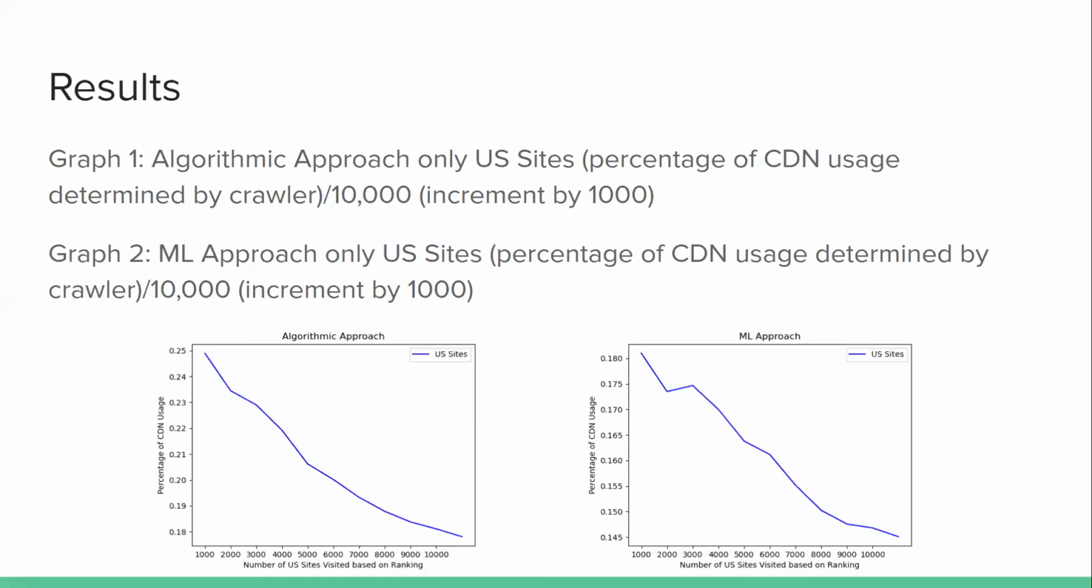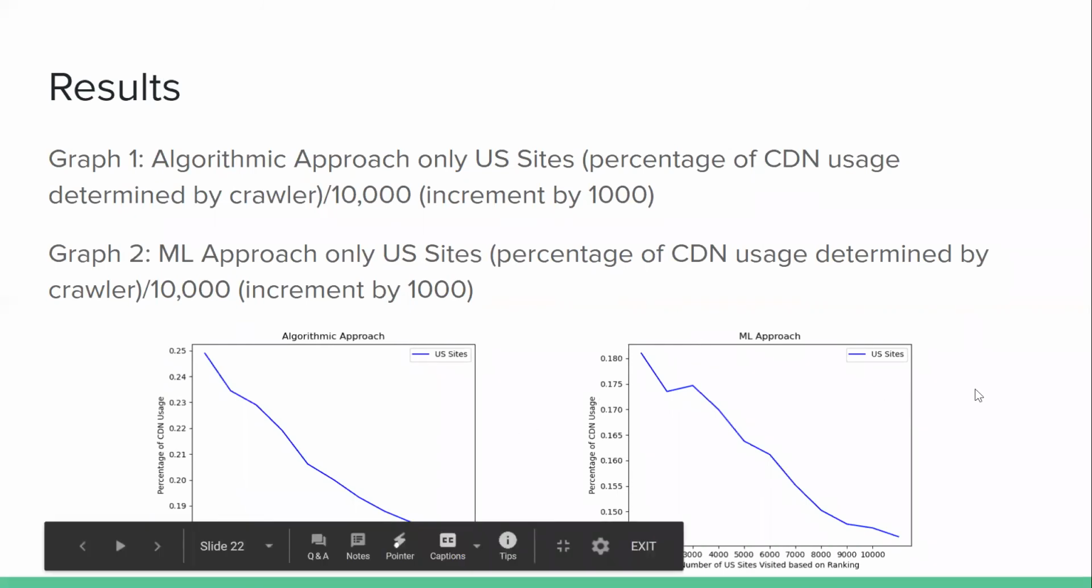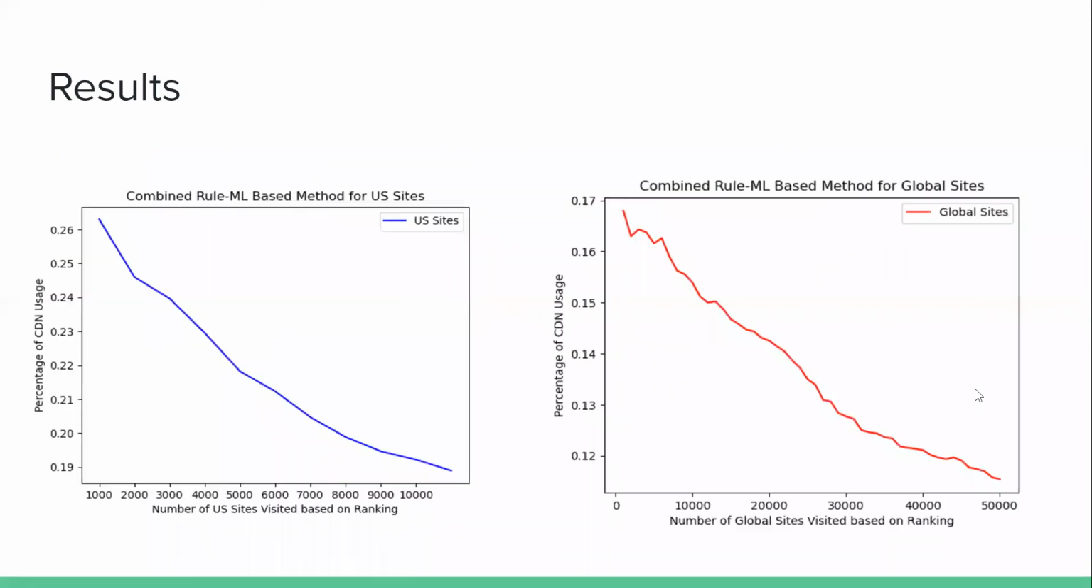The final result of our project suggests that higher ranked US sites are more likely to use a content delivery network, and lower ranked websites use fewer content delivery networks for sensitive user data because they might not have a login feature implemented. And according to these two models, the final model was created to detect if websites use a CDN or not. This is the combined rule and ML-based methods for US sites.